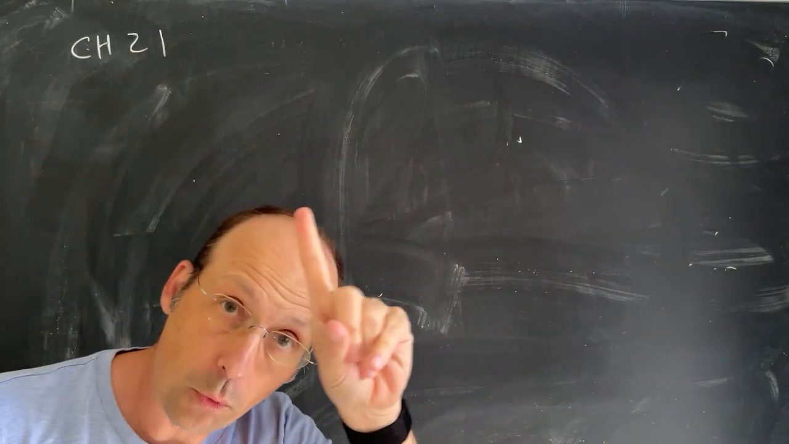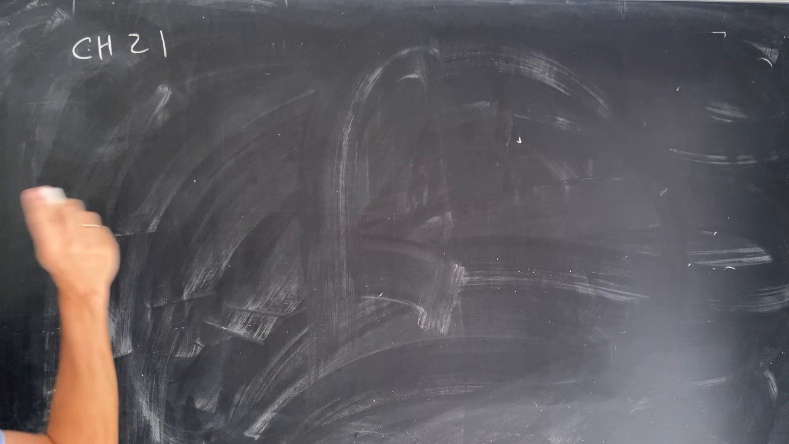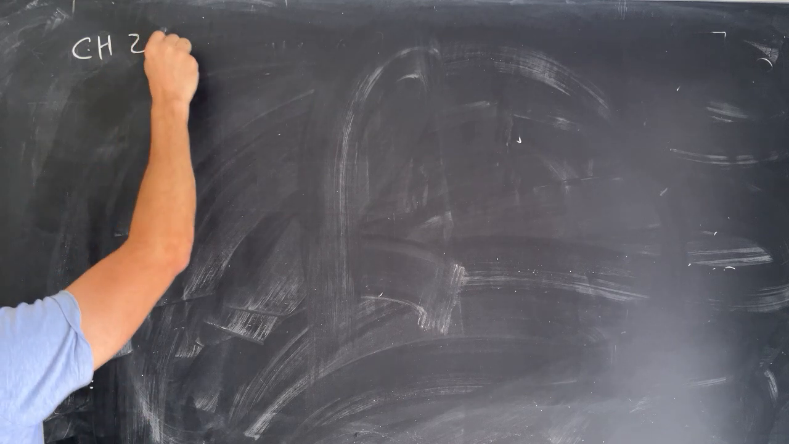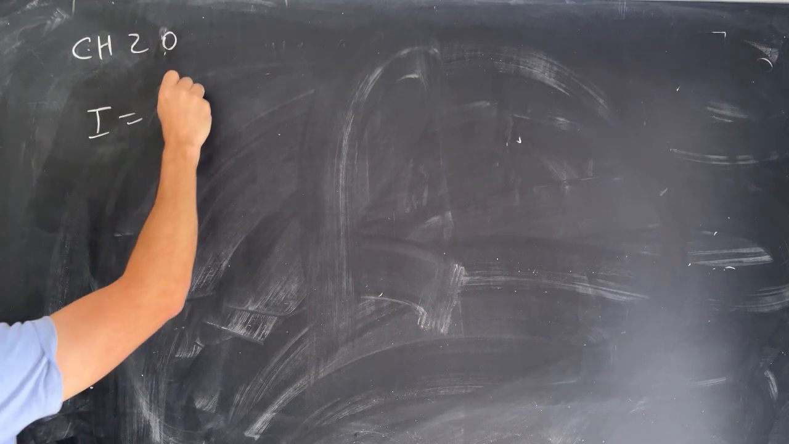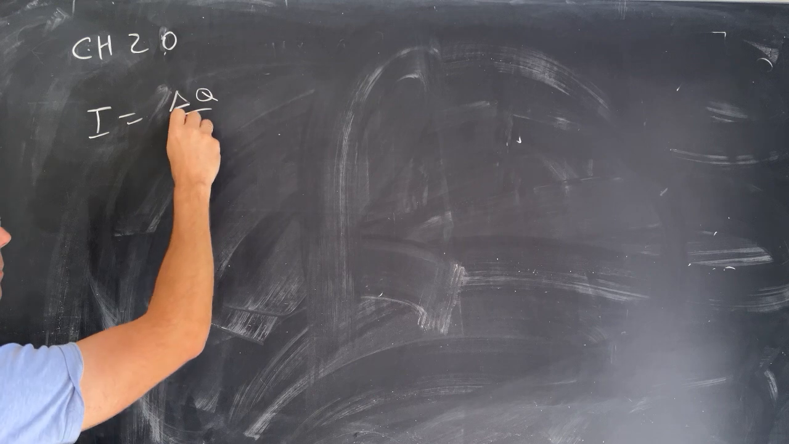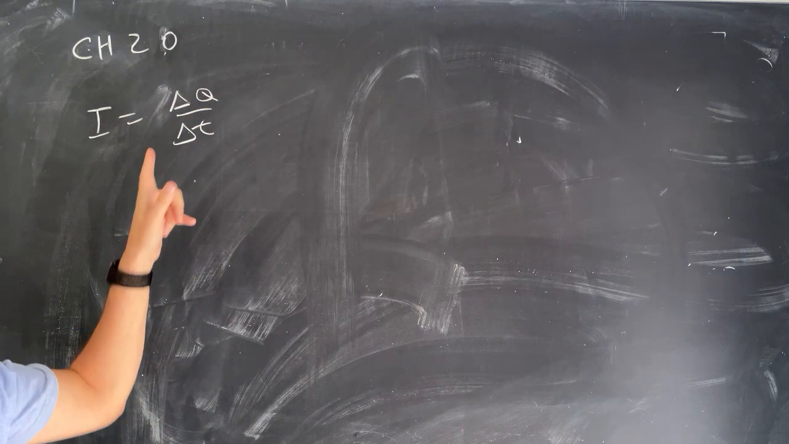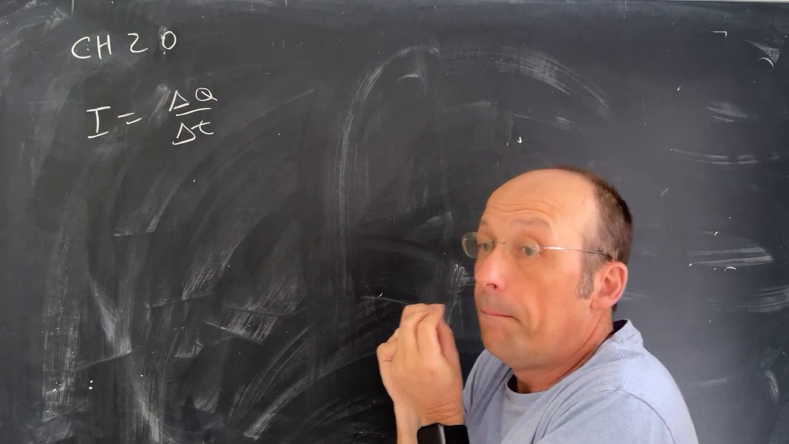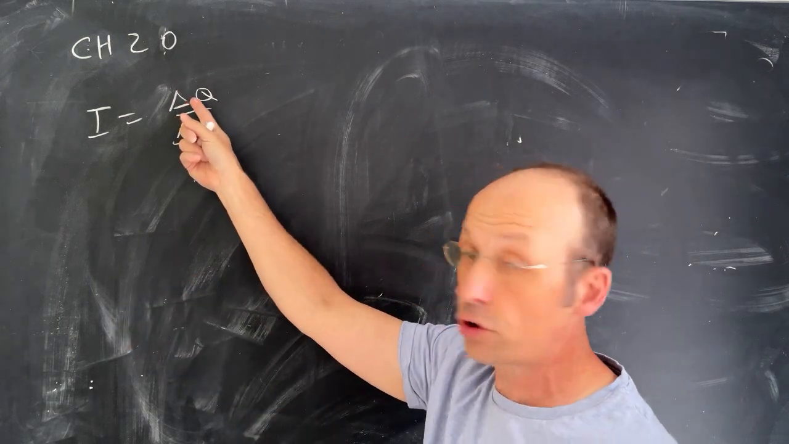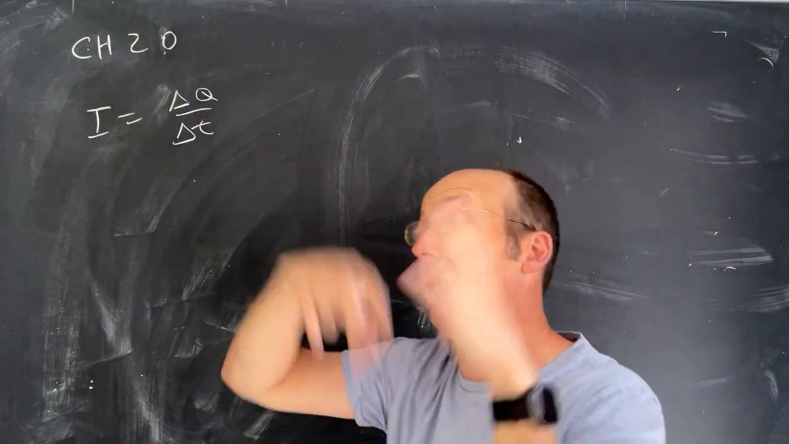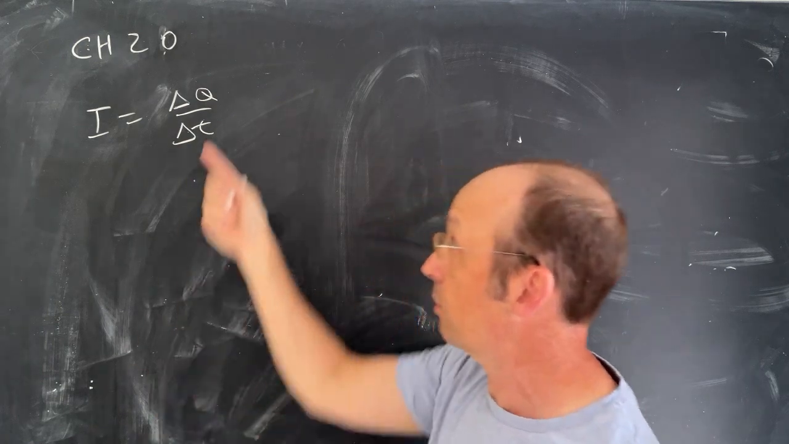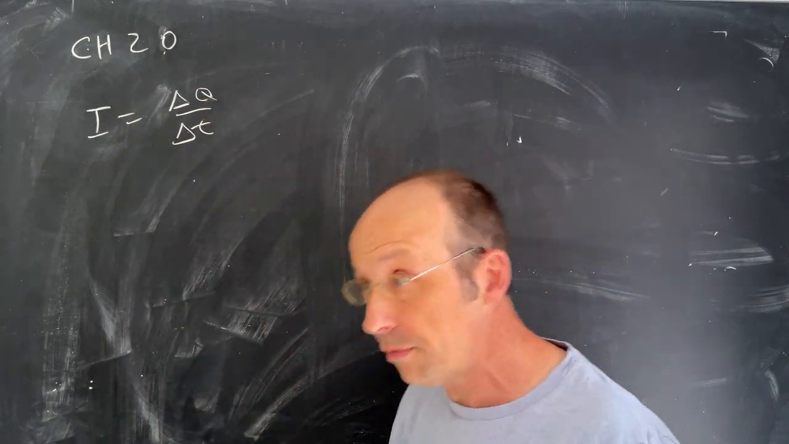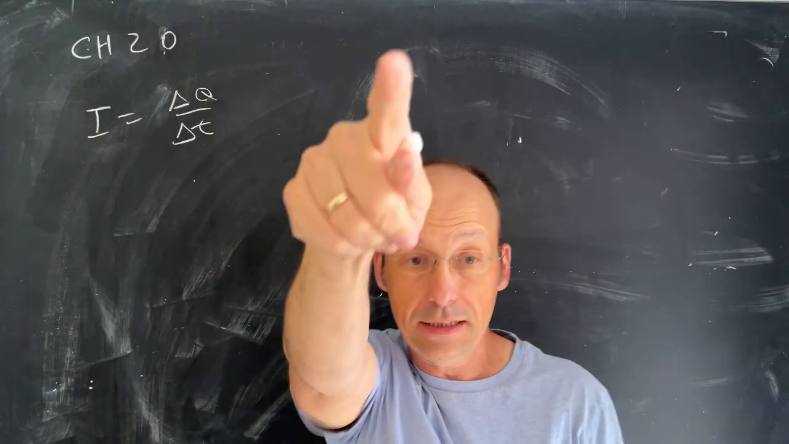Okay, so number one thing in chapter 20. This is the definition of electric current. It says that electric current is the motion of charges. So if you have some charge delta Q moving through something in a time delta T, that's the current. Charge in coulombs, time in seconds, coulomb per second is an amp.